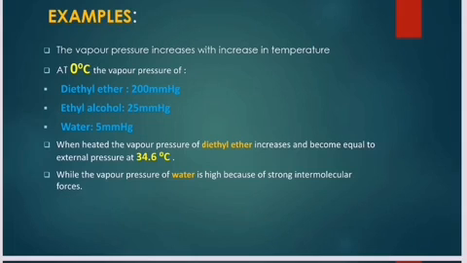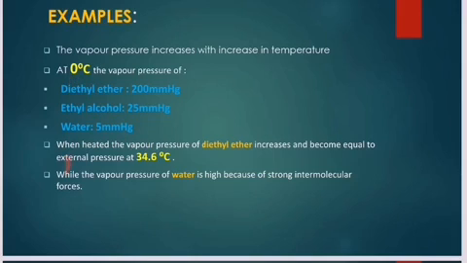So here we have an example. The vapor pressure of diethyl ether is 200 mm of Hg, ethyl alcohol is 25 mm of Hg, and water is 5 mm of Hg. This vapor pressure is measured at 0 degrees Celsius.